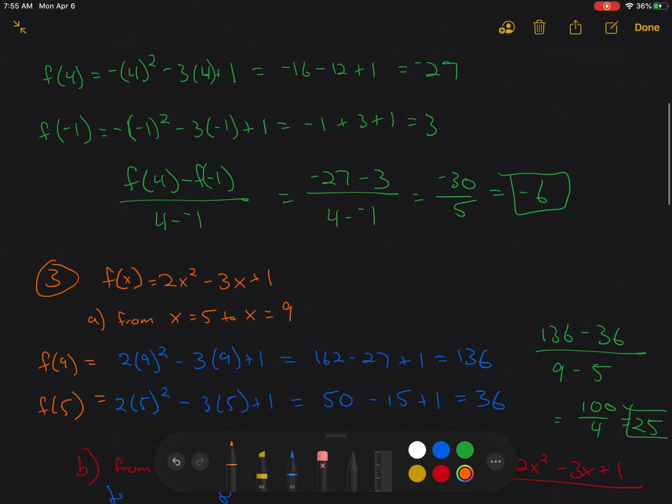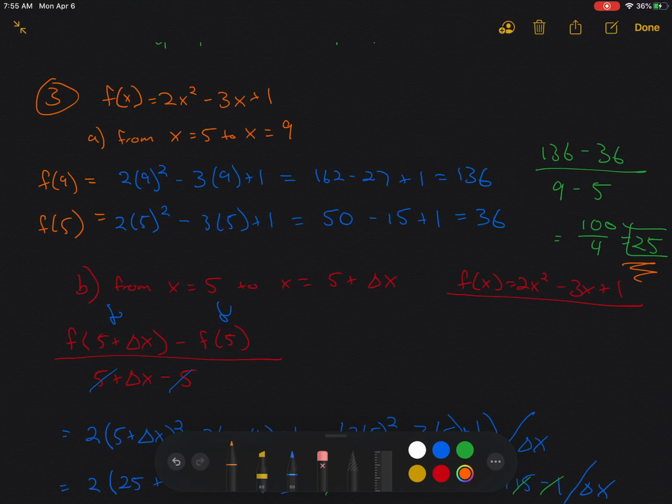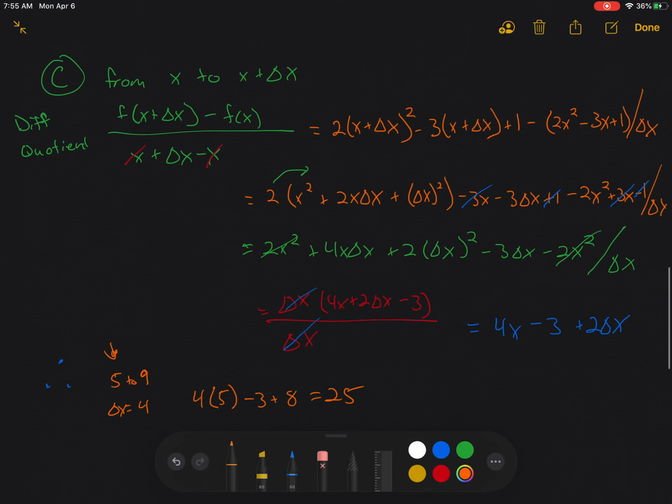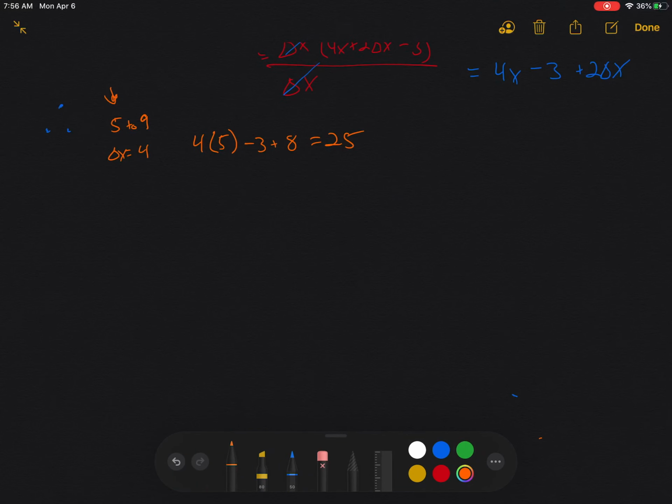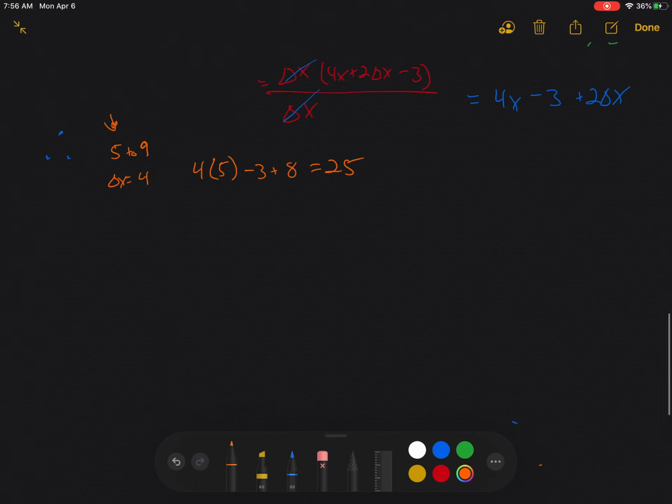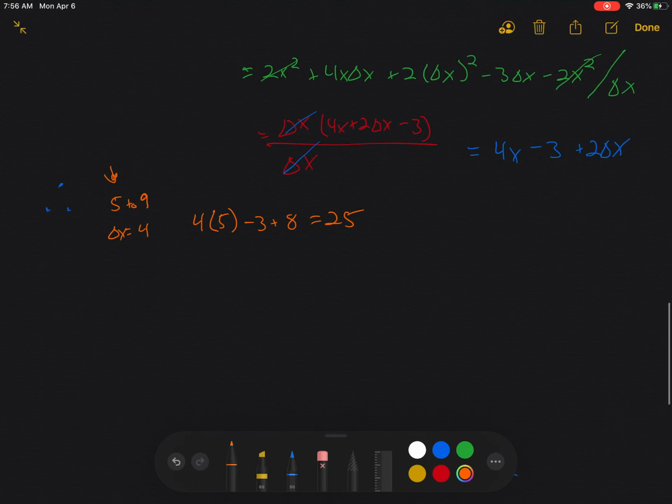What did we get up here for 3, negative 1? We got 25 for the rate of change. So look, this function we found is a universal function. Let's do the next one.